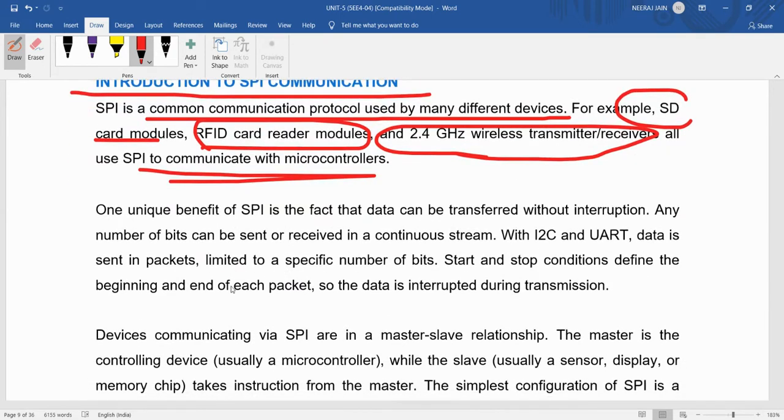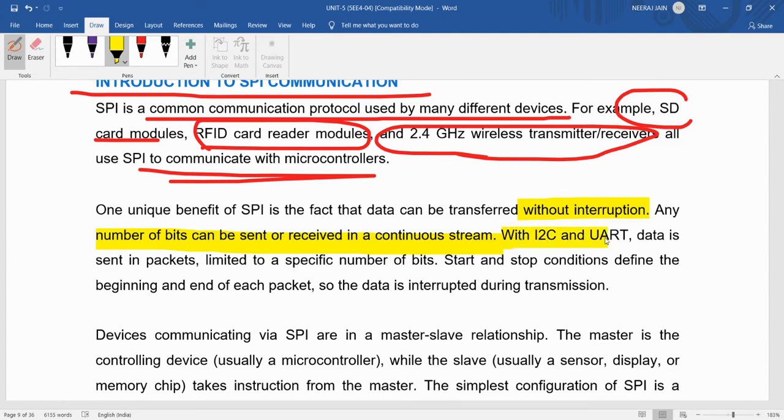One unique benefit of SPI is the fact that data can be transferred without interruption. Data को हम without interruption के transmit कर सकते हैं. That is a major benefit. Any number of bits can be sent or received in a continuous stream. There is no limitation कि 7, 8 bit, हम कितनी bit transmit करेंगे.